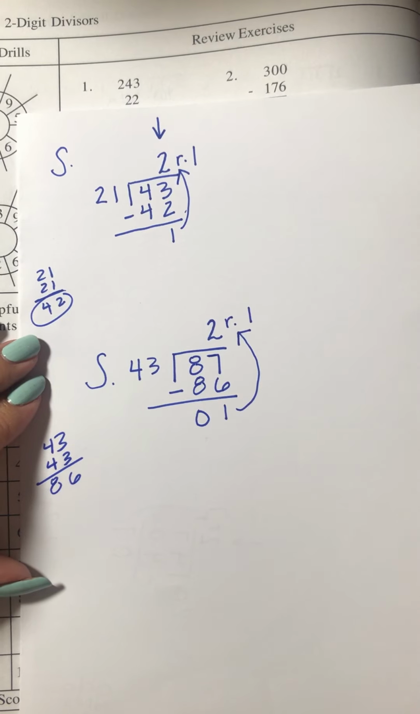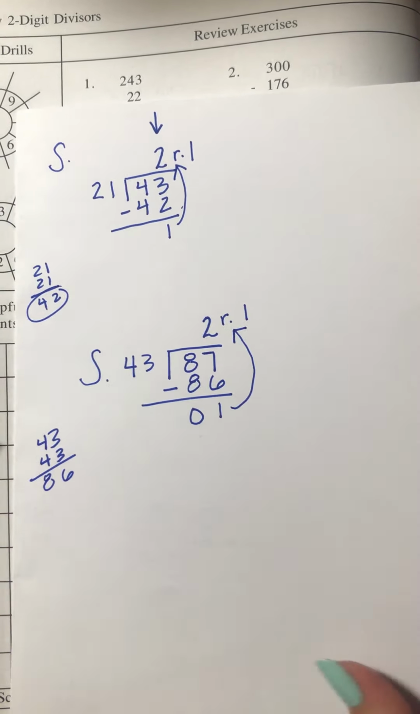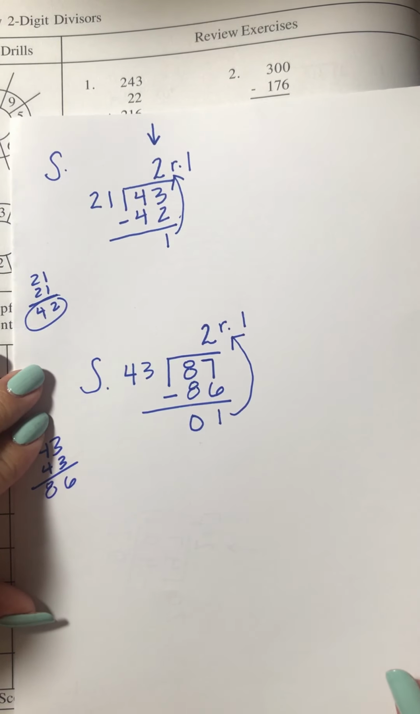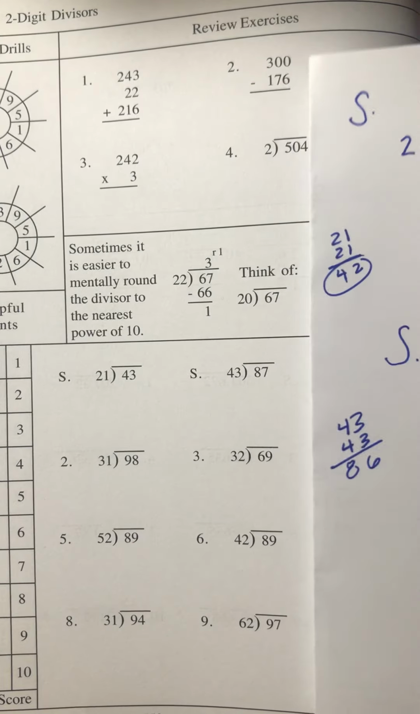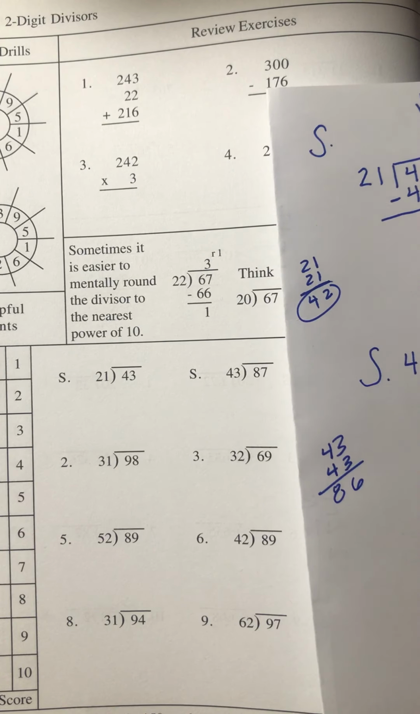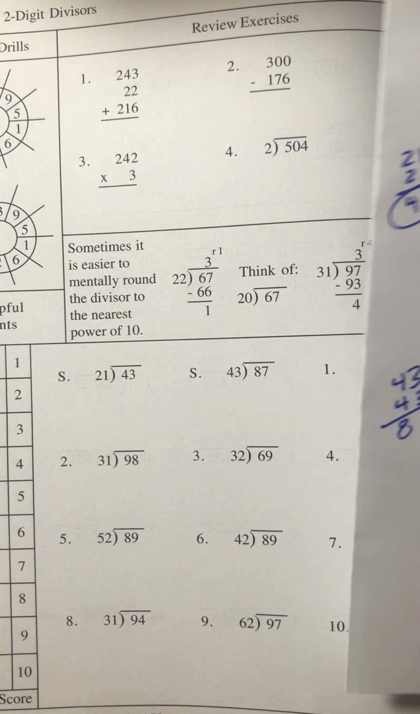So just follow the same process. If you need a few more examples, you can go back to yesterday's video to take a look at other two-digit divisors, but it's the same process. Remember to use your long division rules.